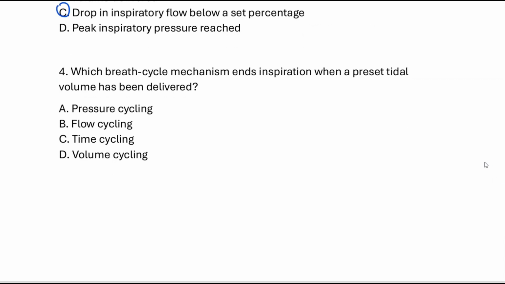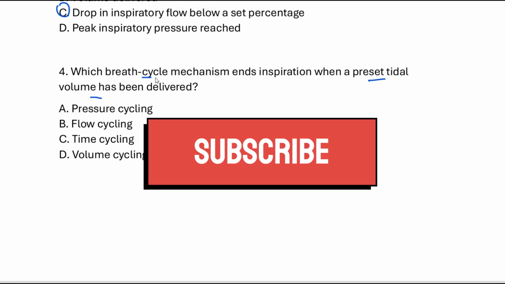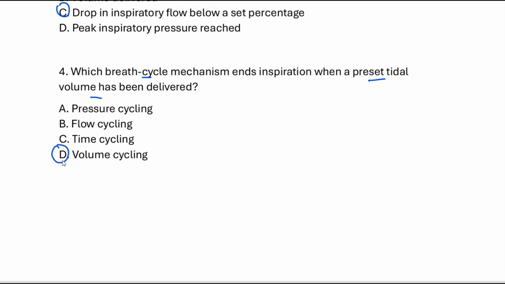Which breath cycle mechanism ends inspiration when a preset tidal volume has been delivered? So you have a preset tidal volume. Here we're asking what ends the breath. Remember, we said that cycle is what ends the inspiration, right? In this case, after a set tidal volume has been delivered, this is going to be volume cycling, because this is a volume control mode. You set the tidal volume, so that's volume control. So once that set tidal volume has been delivered, the inspiration is going to stop.